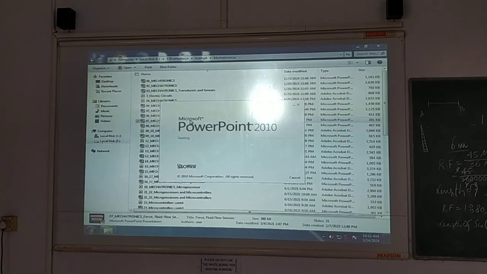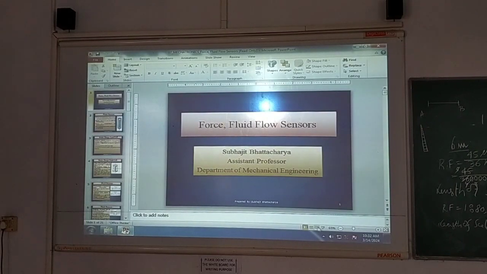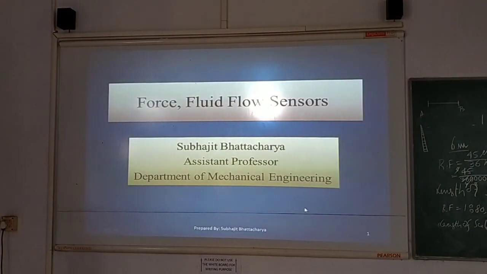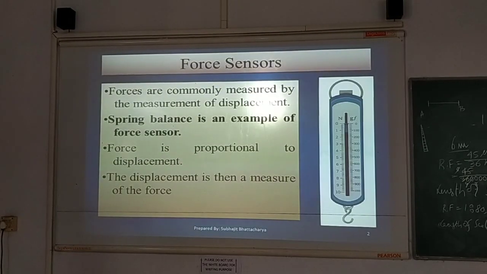Now let us move to another field: force and fluid flow sensors. This is the simplest way of measurement of force. All of you know this from your school levels, we have seen it also. This is the spring balance.